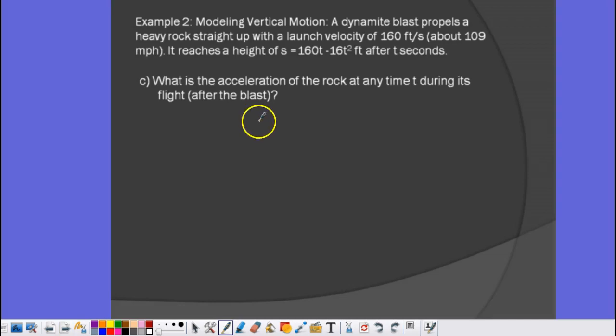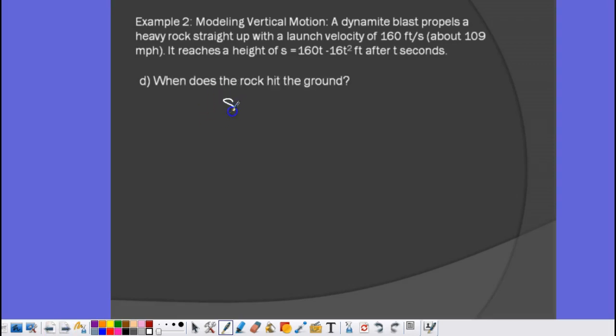Okay, what's the acceleration? Real quick, guys. 32 meters per second squared. Negative what? Good job. Okay? So if the acceleration is a constant, when does the rock hit the ground? How would we find when the rock hits the ground? The rock's going to hit the ground when position equals 0. Exactly. The rock will hit the ground when the position function equals 0.